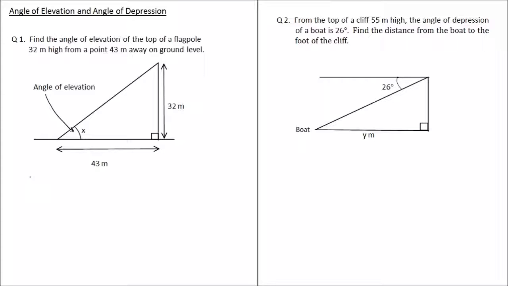So using tangent, tangent x is opposite over the adjacent side. So it's 32 divided by 43. This will give us the value 0.7442.